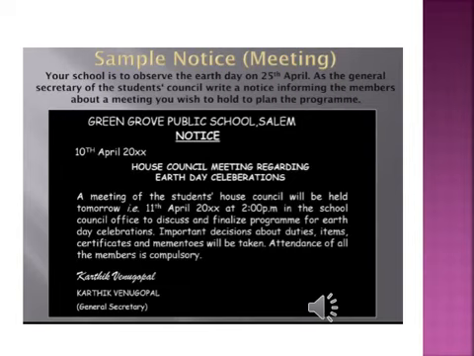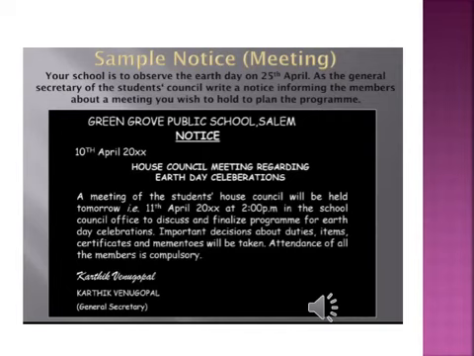Then heading is very important here. House Council meeting regarding Earth Day celebrations. What you want to convey, that is what should come there in the heading. You can write in 3 words, 4 words, but you should be able to convey that. A meeting of the Students' House Council will be held tomorrow, that is 11th April 2020 at 2 p.m. in the school council office to discuss and finalize program for Earth Day celebrations. Important decisions about duties, items, certificates and mementos will be taken. Attendance of all the members is compulsory.